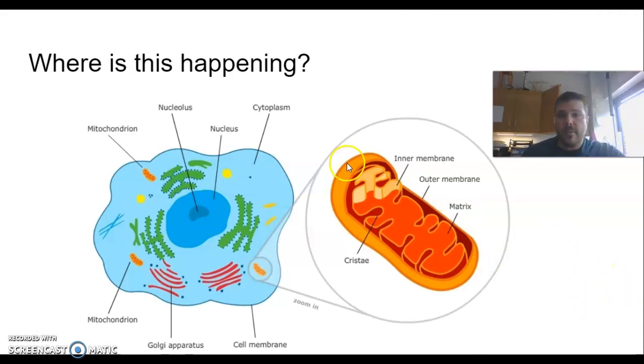So here's our mitochondria. Here's our outer membrane. Here is an inner membrane, so there's an intermembrane space here. And there's also this fluid-filled area here that's called the matrix.